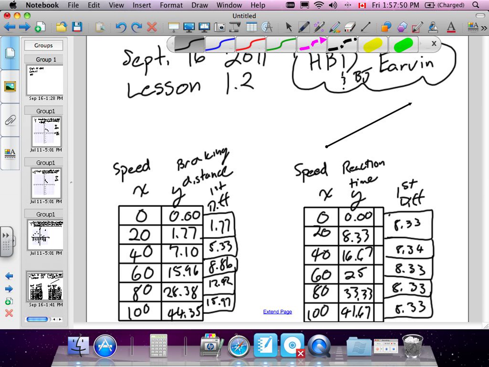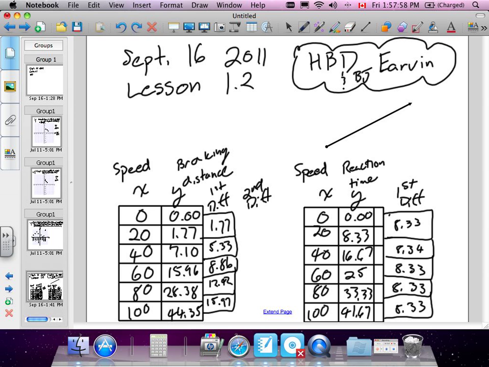If the first differences are not the same, we're going to take it a step farther. We're going to find what's called second differences. What we're doing is testing to see if this is quadratic. If the second differences are the same, then we have something that's quadratic. So, difference between these two, 3.57.